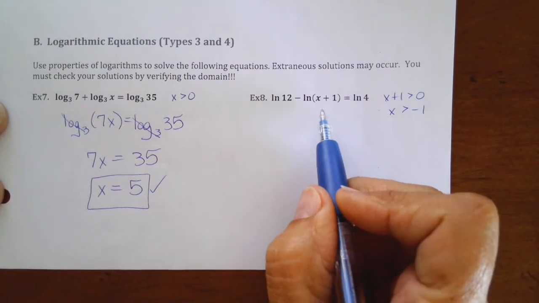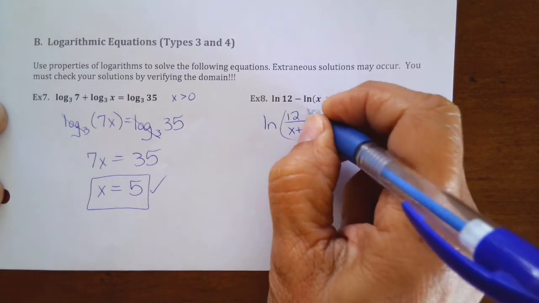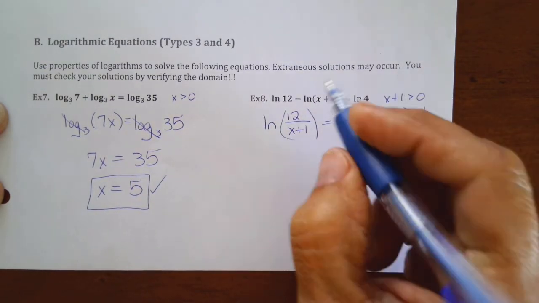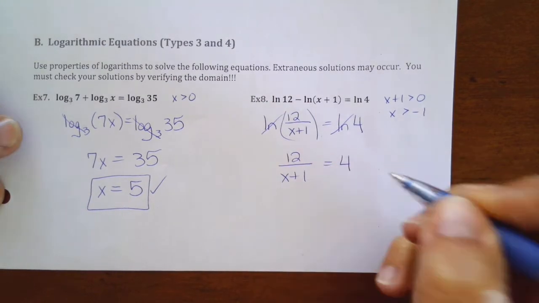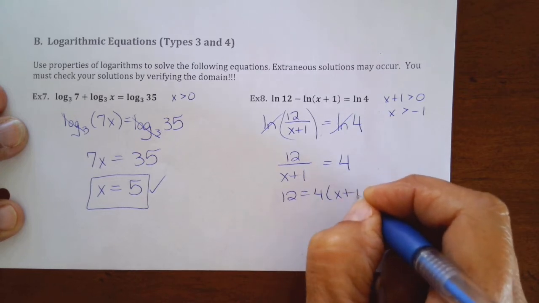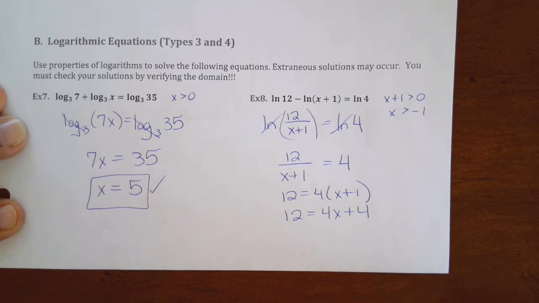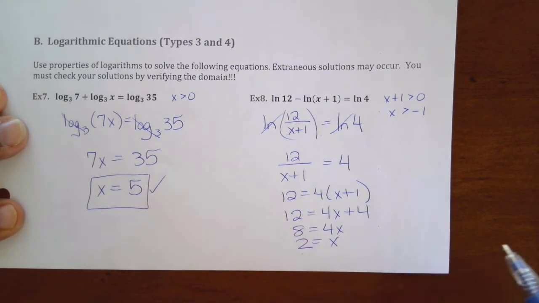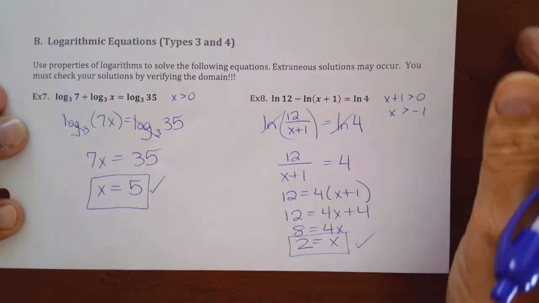All right, over here you have 2 logs being subtracted, so we can condense it by dividing. Now I have 1 log on each side. Now I can get rid of those and I set the answers equal. So I'm going to multiply the x plus 1 to the right. Now I can solve this. So 12 equals 4x plus 4. Subtract the 4 over to this side, we get 4x equals 8. So x is 2, which is greater than the -1, which is the domain. So that is the answer.